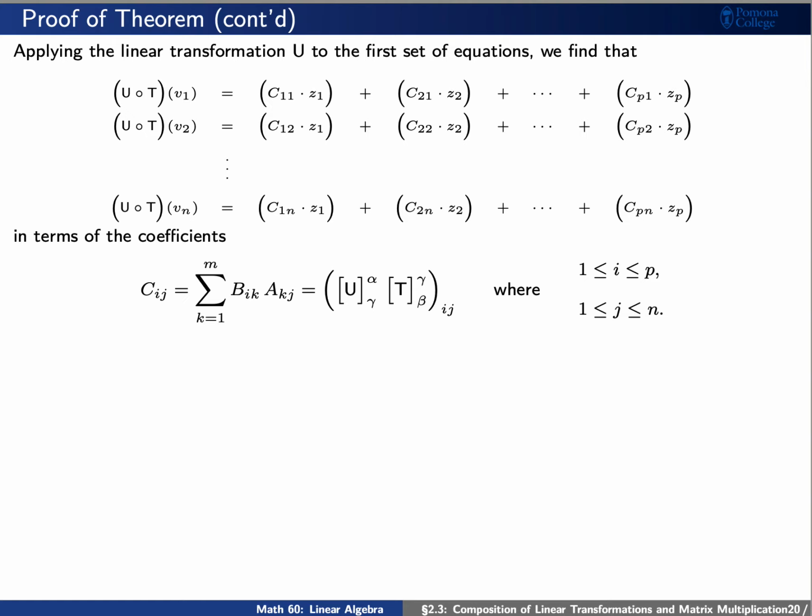Here, we'll define the Cij as just the entry in row i, column j of our matrix product. If you will, this is our definition of a matrix product. We'll come back to this in just a couple of moments.